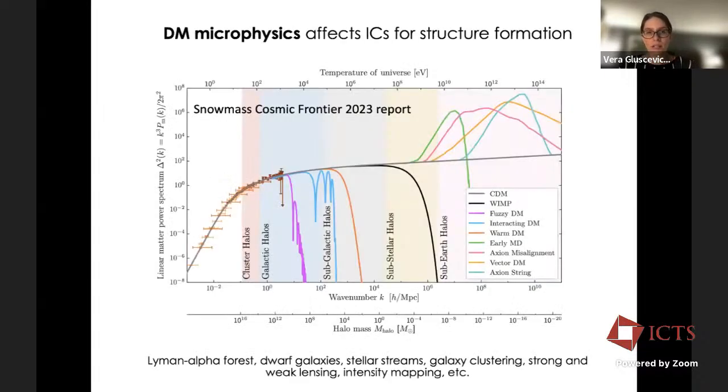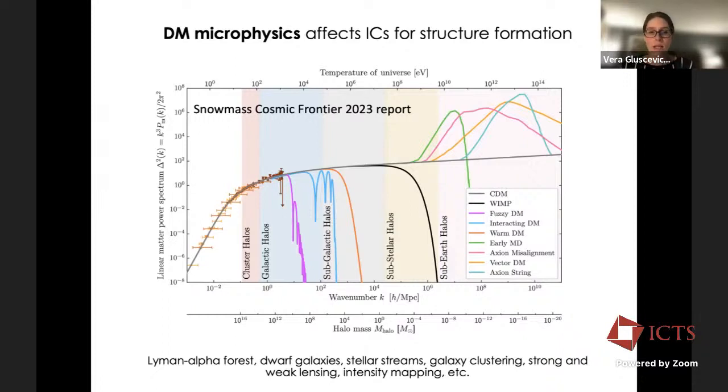The background story is this, which is basically that almost whatever dark matter microphysics model you think of that affects cosmology, be it fuzzy dark matter, warm dark matter that scatters with baryons, and so forth, all of these different theories alter the way that matter is distributed in our universe, as quantified by the linear matter power spectrum that I'm showing here.